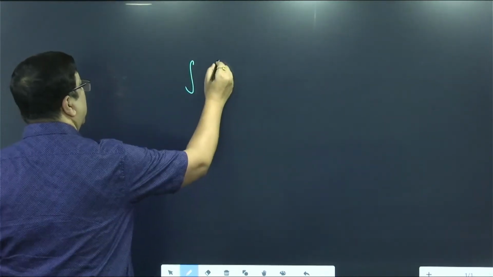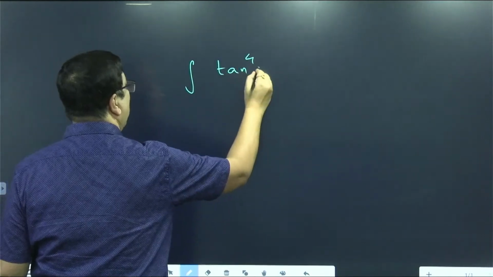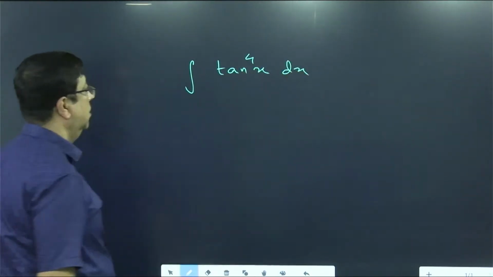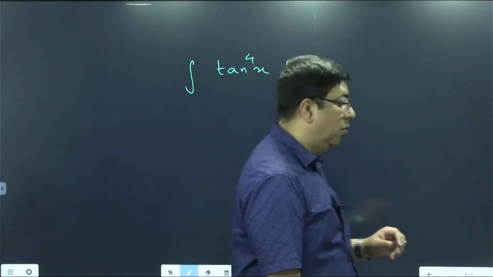Integration of tan to the power 4x, then what is to be done? If it is the integration of tan to the power 4x, then what to do? Who will tell?